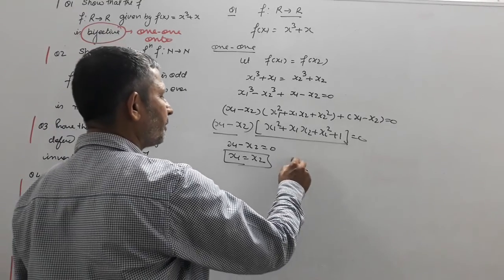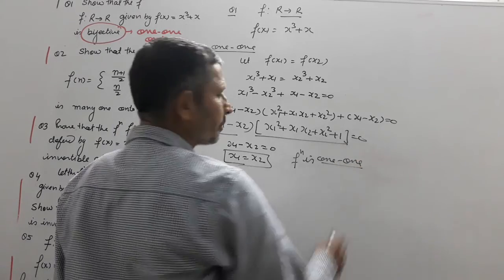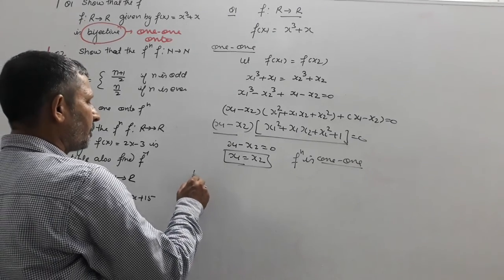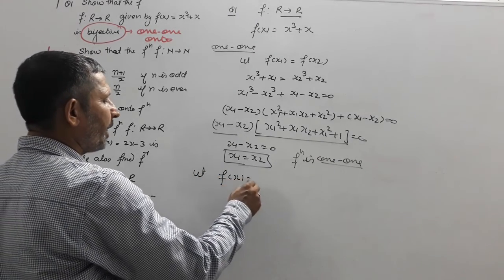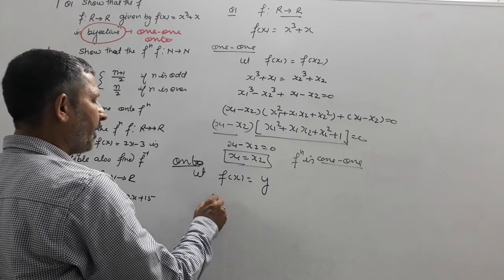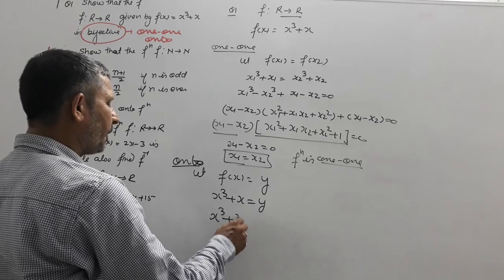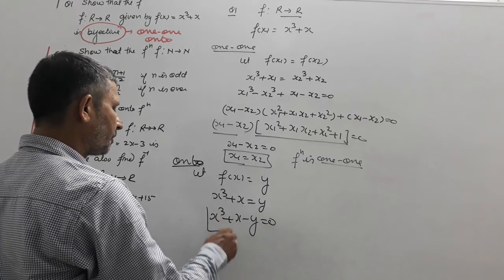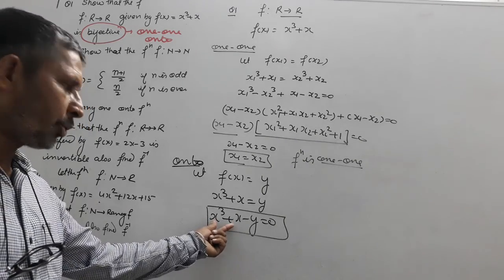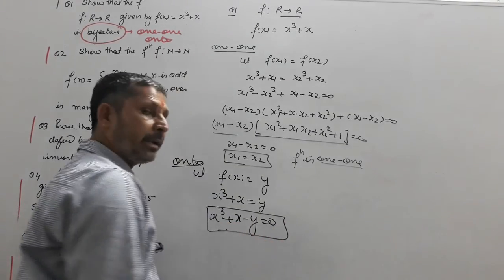So the function is 1-1. For onto, how can we prove the function is onto? Let f(x) equals y. f(x) is x cube plus x equals y. So x cube plus x minus y equals 0. Now check the polynomial: it is a cubic equation. A cubic equation has at least one real root.